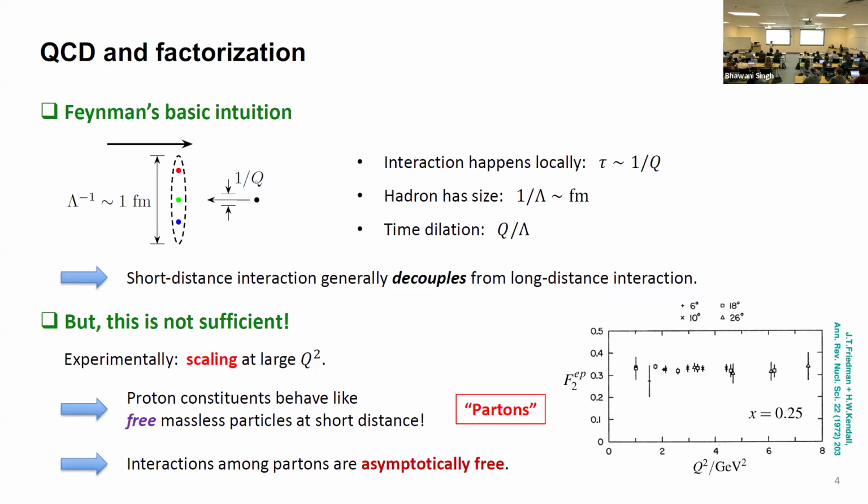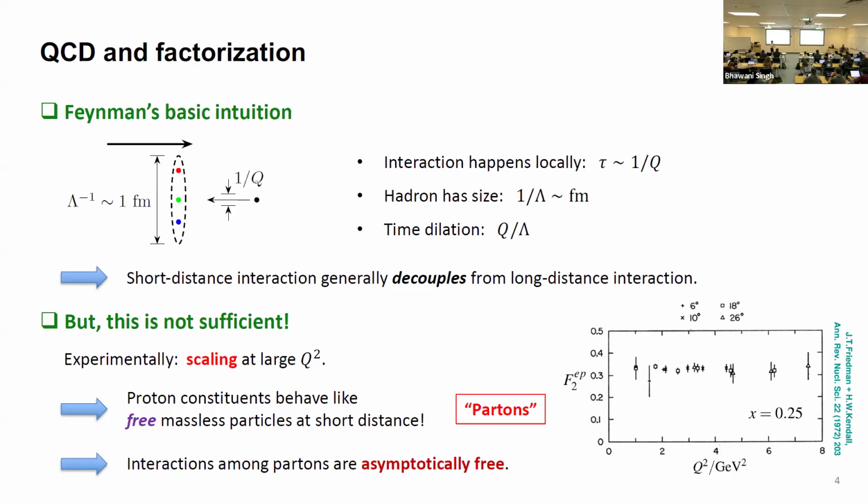So the intuition that Feynman obtained from this was that the local interaction that happened here is such that when this interaction happens, the constituent in this interaction is not affected by any other constituents. So that the constituents in the proton behave like free and massless particles. So in this sense, we call these constituents partons, so that they behave like particles. And this picture motivated Feynman to write down his parton model.